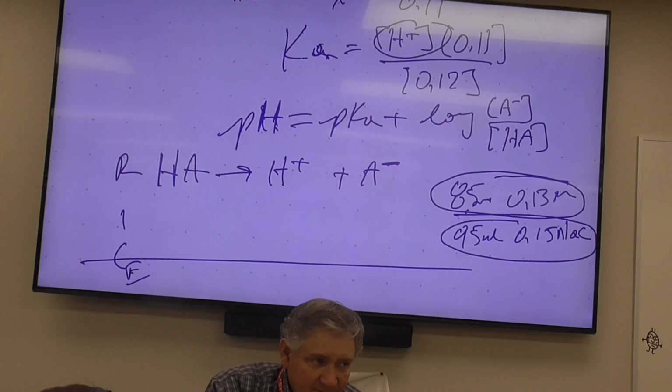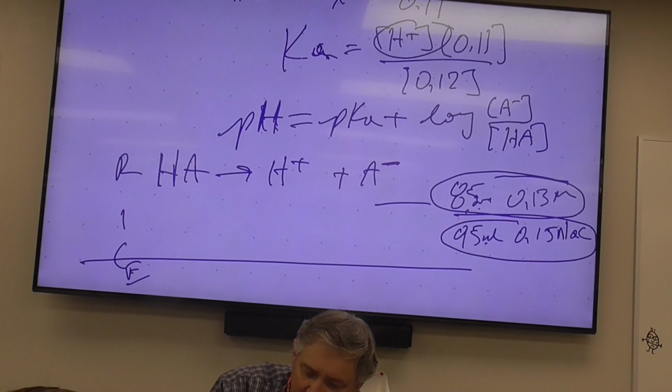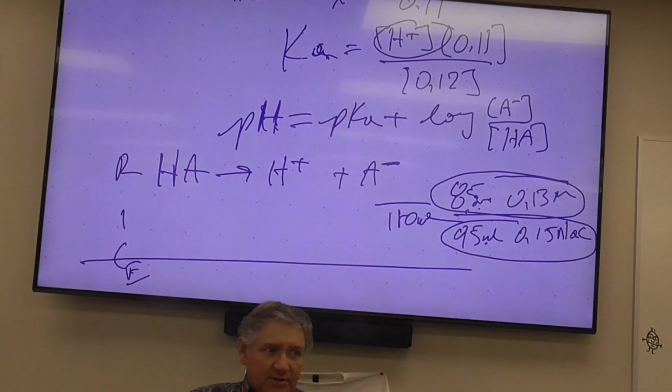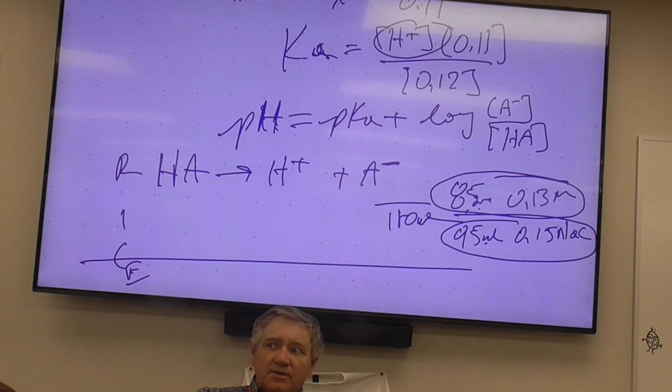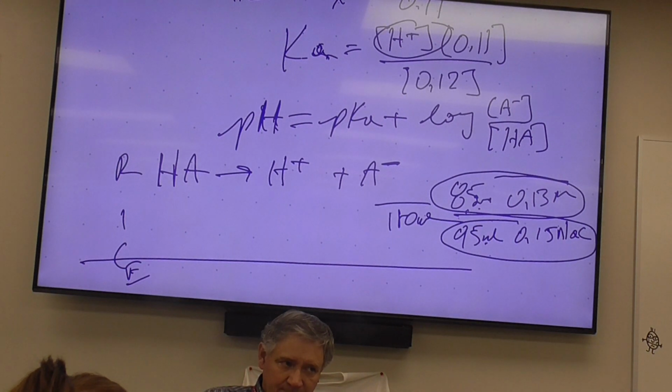But you have to have the concentration after they are mixed together. So when you take the 85 times the 0.13, when you get that number, you have to divide it by the total volume of 180 milliliters, because it has to be the concentration after these two solutions have been mixed together, okay?